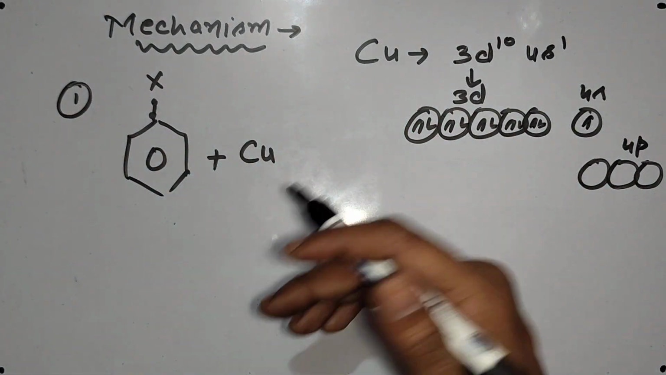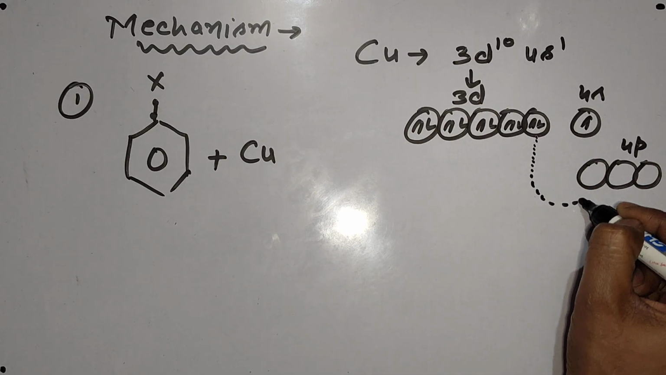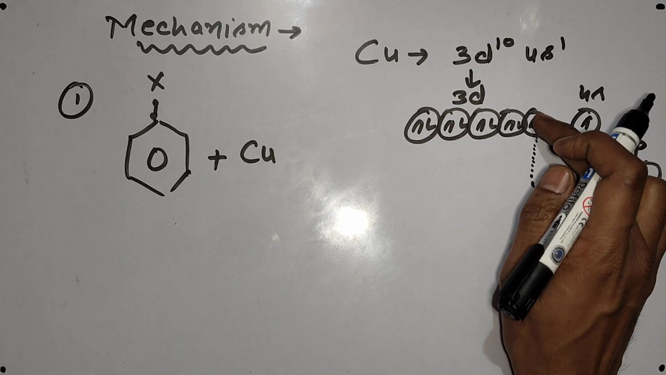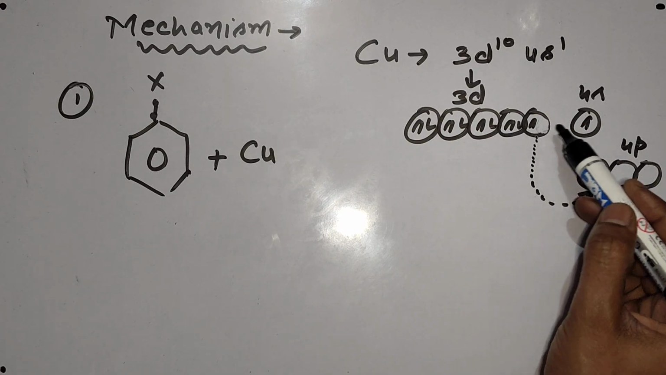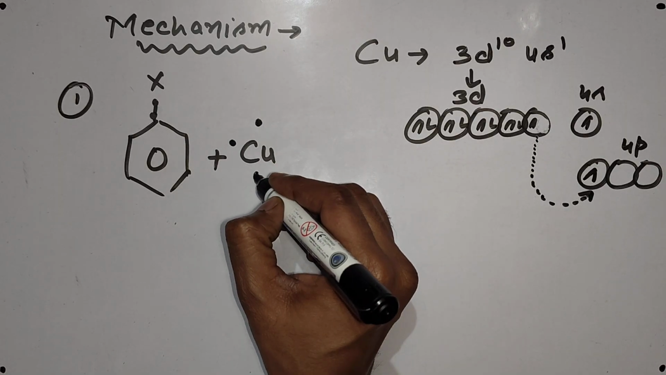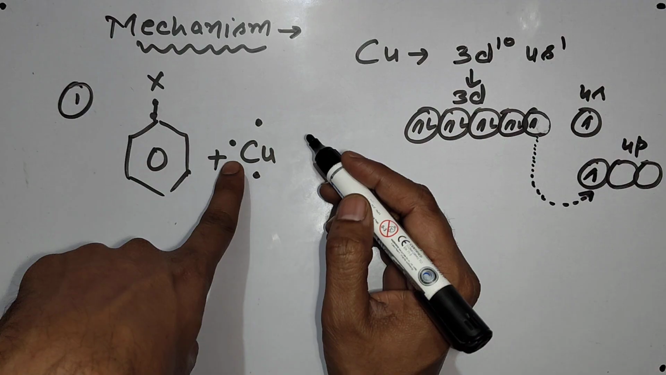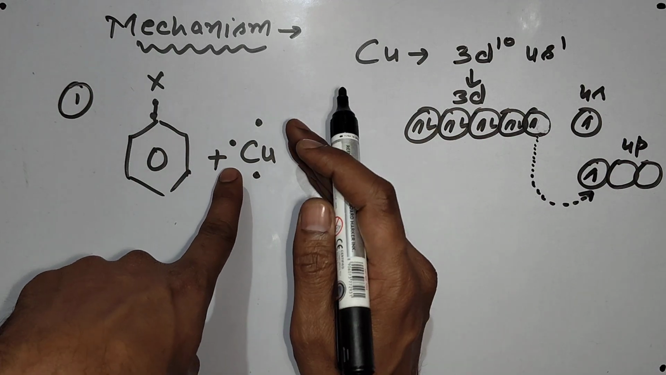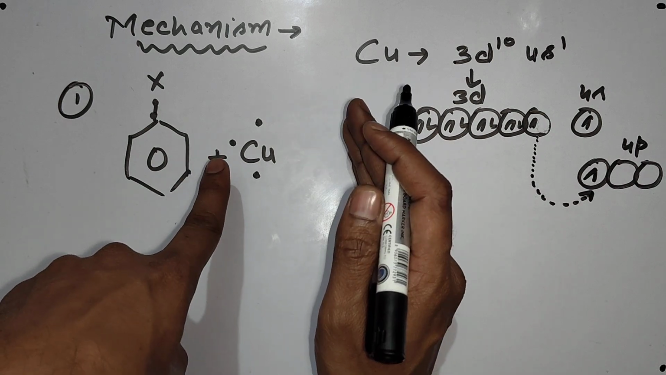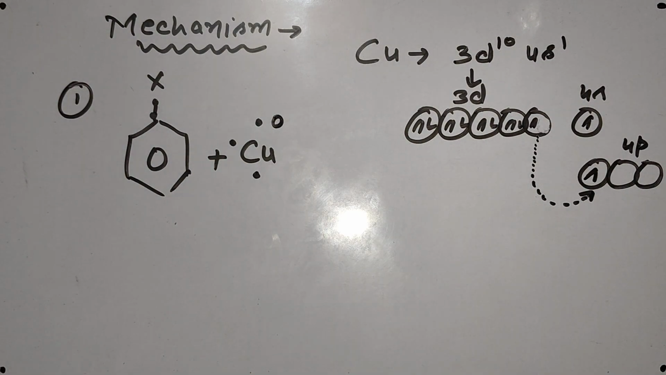Now in this reaction, first copper excites its electron from 3d to 4p. So there will be 3 unpaired electrons in copper, 1, 2, 3. Those 3 unpaired electrons I am going to write here. In this condition, copper has zero oxidation state because all electrons are with copper. No electron is lost or gained. That's why the oxidation state of copper is 0 here.